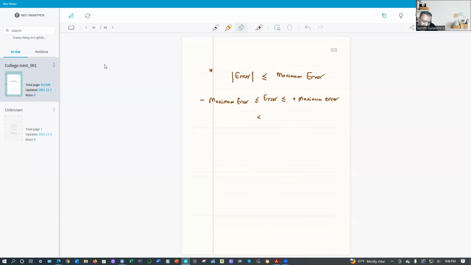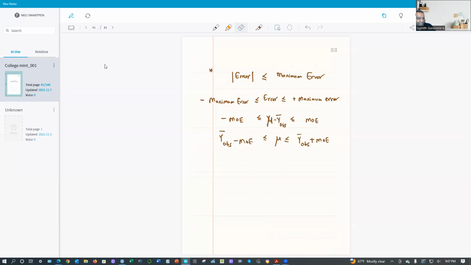Error is nothing but mu minus y bar. Either way I can write it. It is less than or equal to the maximum error, which is the margin of error. So minus margin of error, and I'm going to keep the mu in the middle. Taking y bar to both sides, y bar plus margin of error and y bar minus margin of error. It should be between those two.